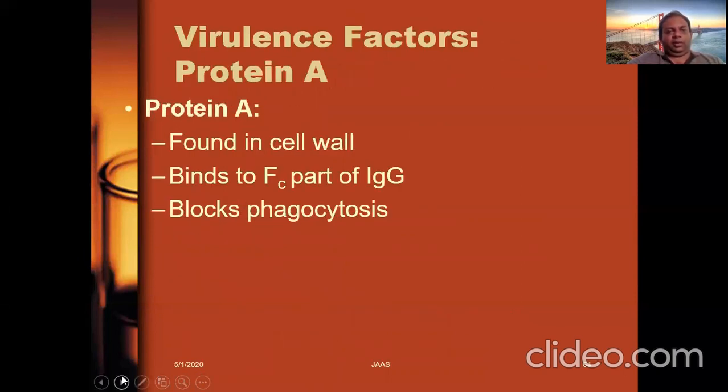Protein A, found in the cell wall, binds to the Fc portion of the IgG antibodies and blocks phagocytosis. It's another protein which prevents phagocytosis. Phagocytosis is, with the presence of bacteria or foreign agents, phagocytes such as macrophages come and act on these, a kind of absorbing, swallowing them, so it is prevented.